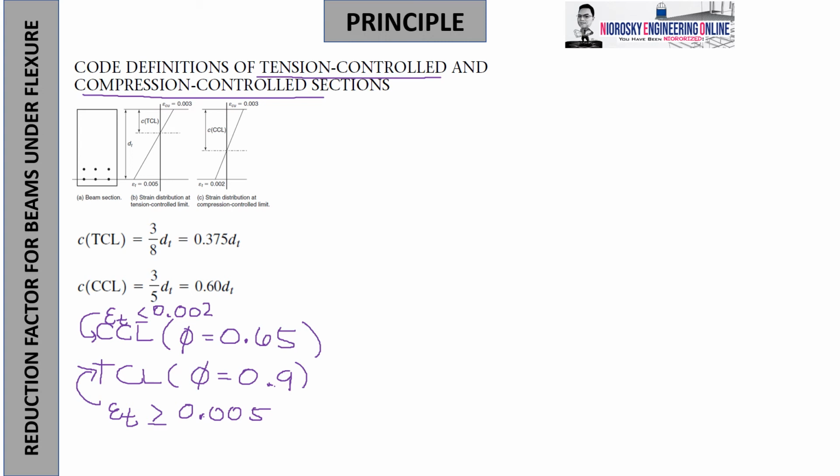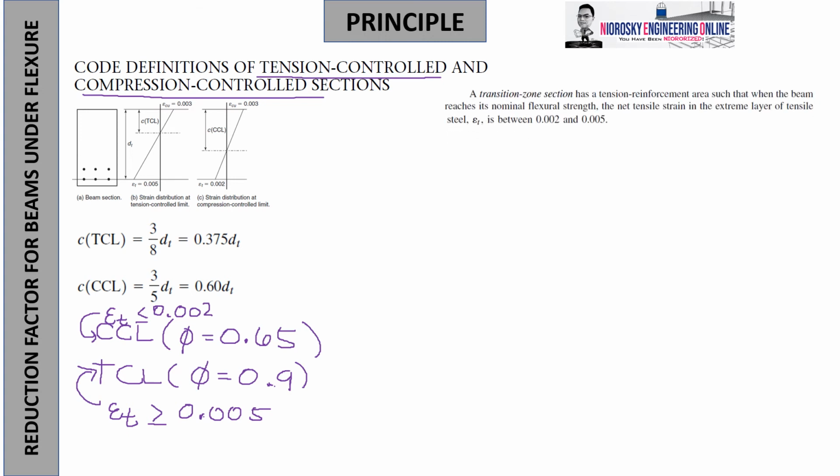But if it is in neither of the two conditions, say you get a value in between 0.002 and 0.005, that is where the transition zone comes in. Okay? When we say transition zone, it is a section that has a tension reinforcement area such that when the beam reaches its nominal flexure strength, the net tensile strain in the extreme layer of tensile steel, e sub t, is in between 0.002 and 0.005. That is the in-between I mentioned earlier. So, we will call it a transition controlled system.